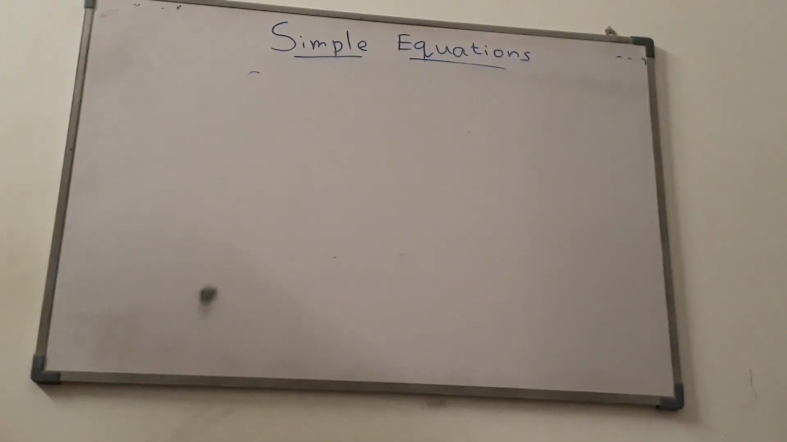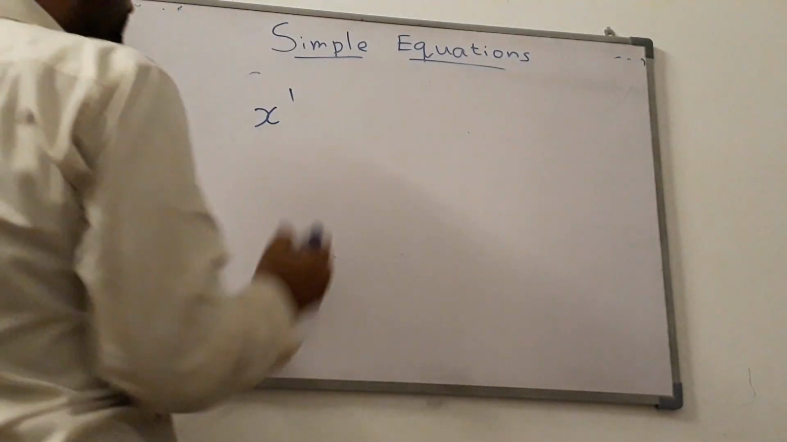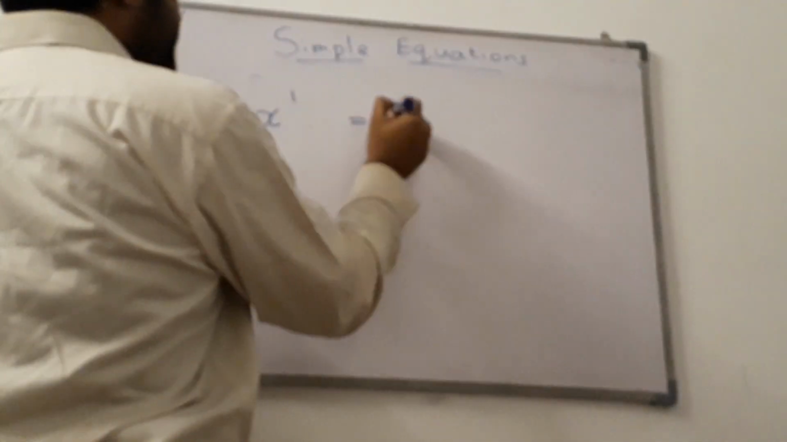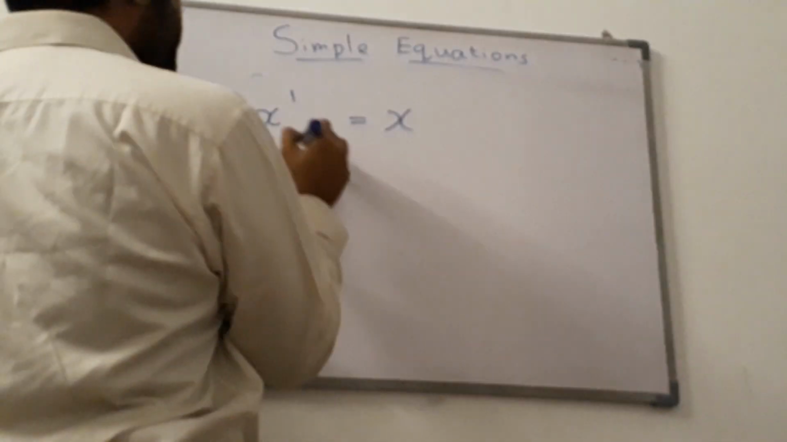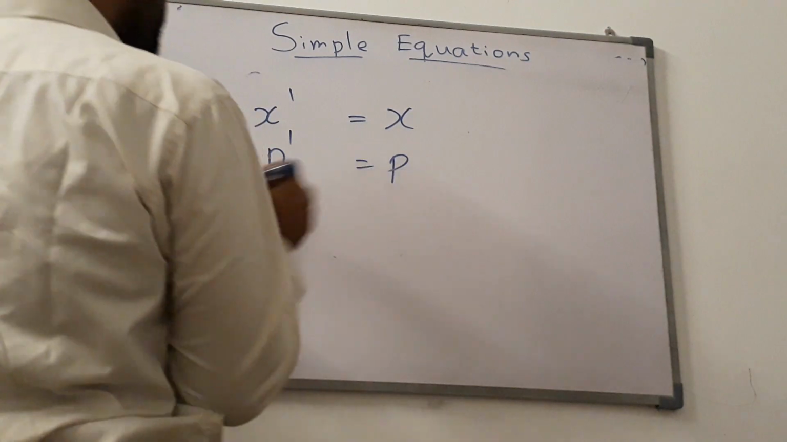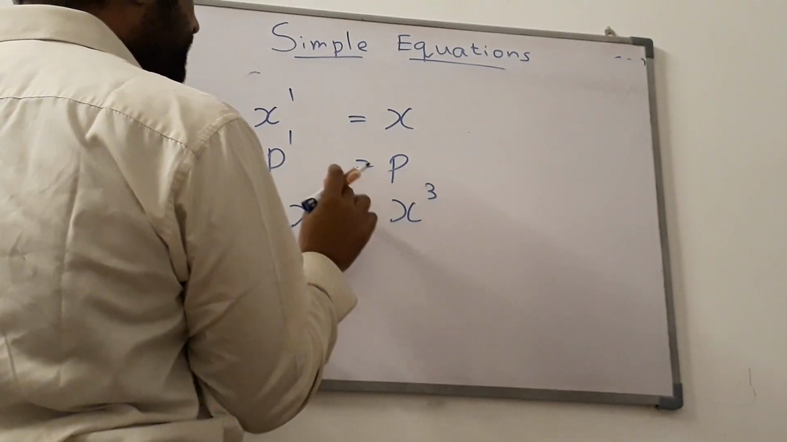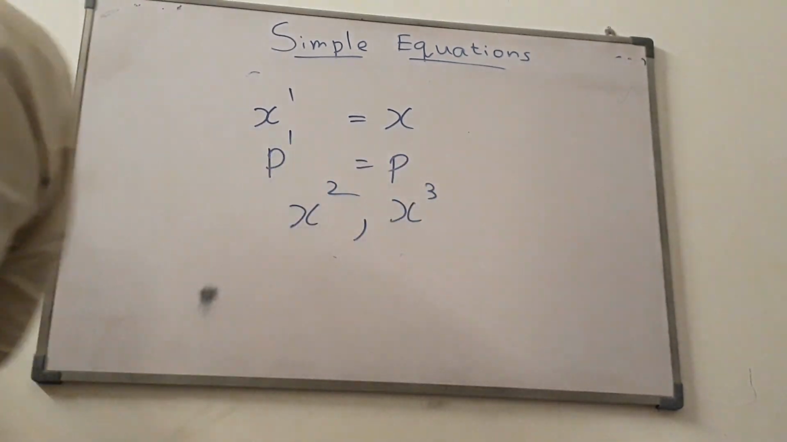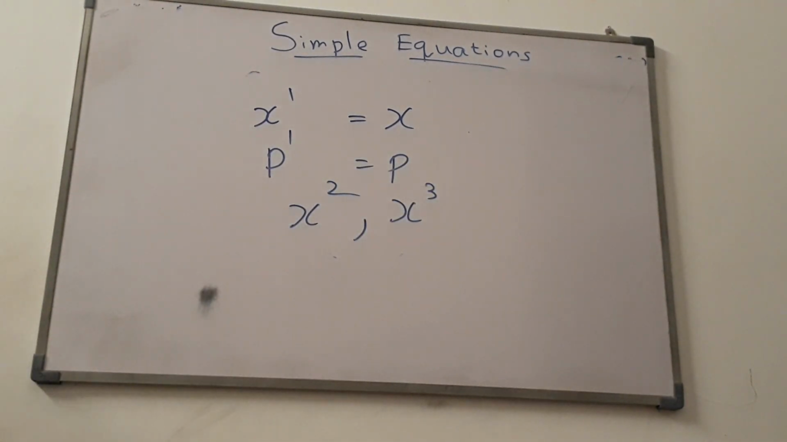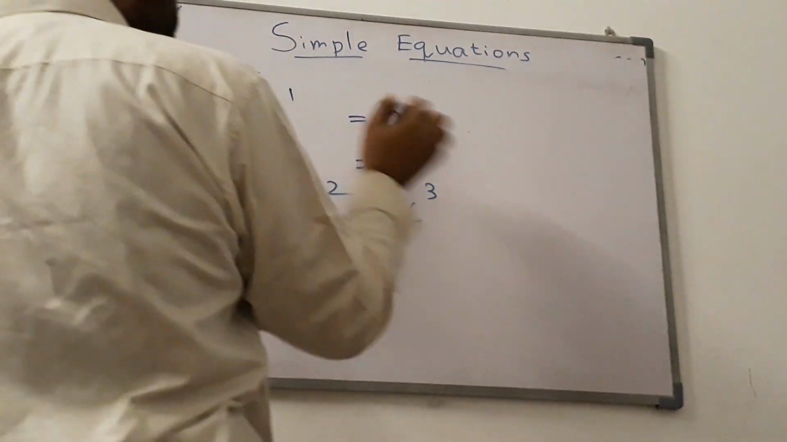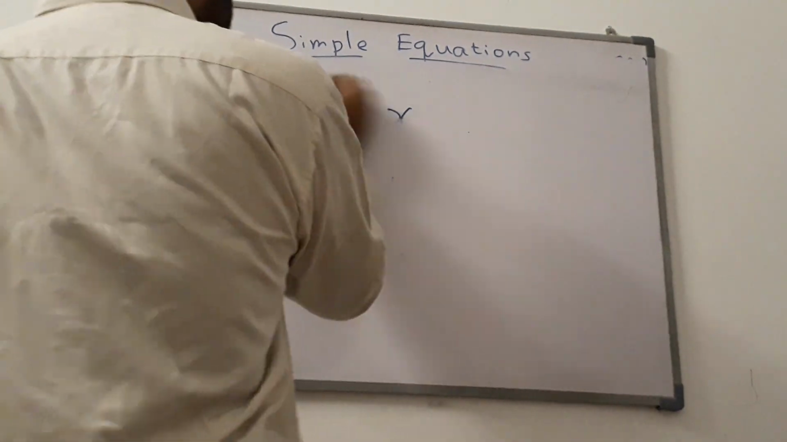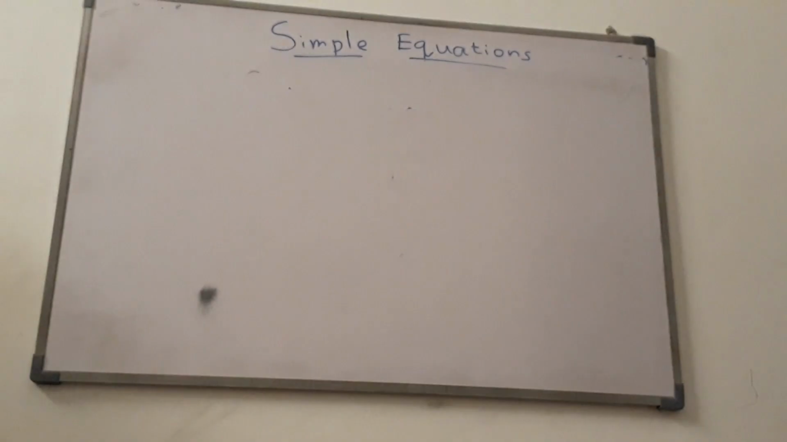And in this simple equation, the index must be 1. Okay, that means if it is x, it is x. If it is p to the power 1, that means p. It can't be x squared, x cubed, or x to the power 2, x to the power 3. Simple equation can't be like that. The power must always be 1. Okay. First of all, we will try to make simple equations.